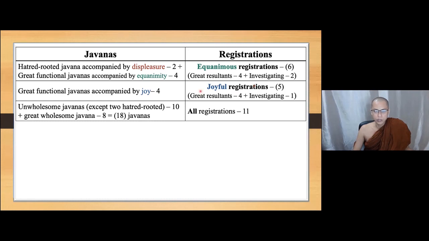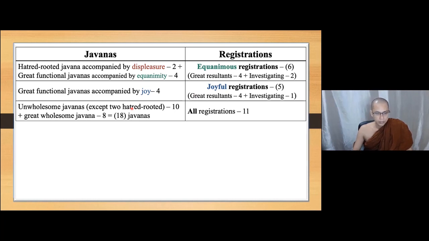After that, you need to consider the feeling. So if the jhana is accompanied by equanimity, any of the 6 registration will follow. If the jhana is accompanied by joy, any of the 5 joyful registration will follow.